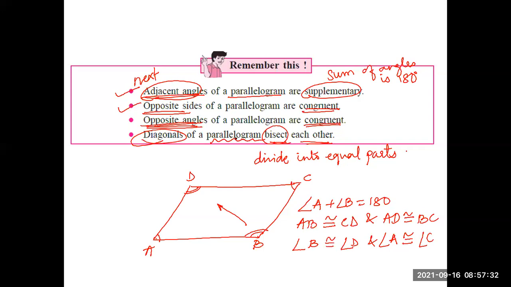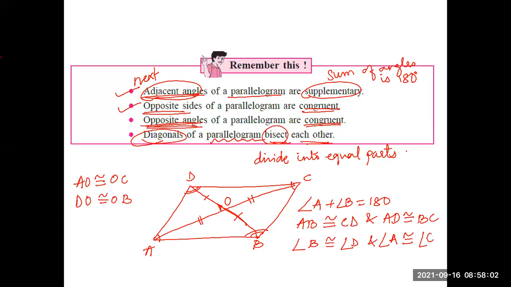Then we saw that the diagonals bisect each other. So what are the diagonals? These two are the diagonals, right? And they bisect each other means these two break each other into equal parts. So if I label this as O, that means AO is equal to OC and DO is congruent to OB. Okay, so this is how the diagonals bisect each other.